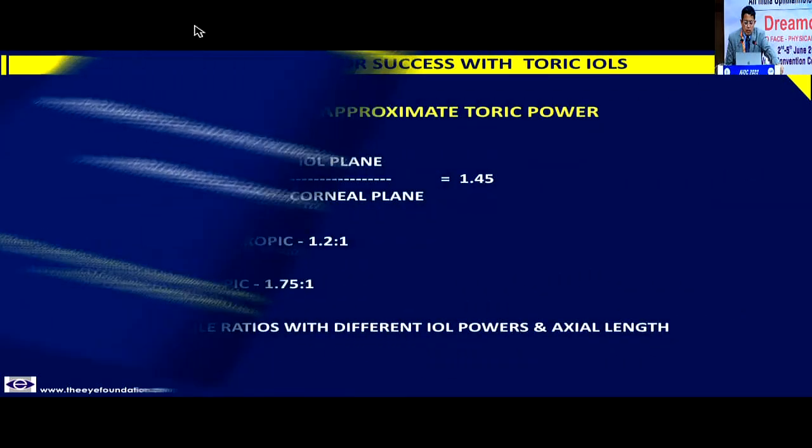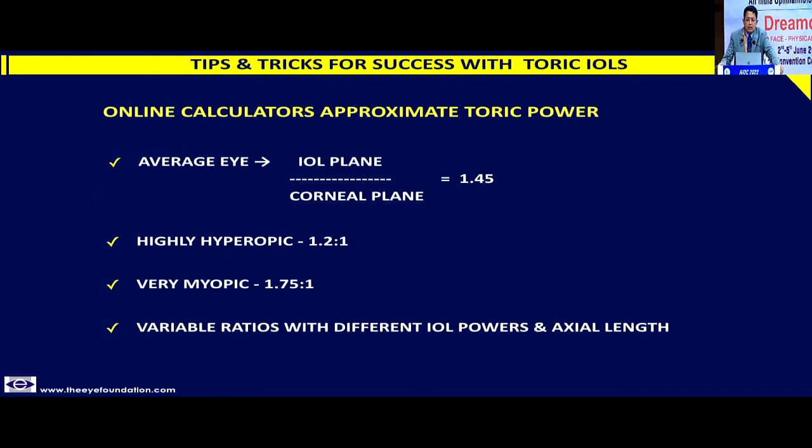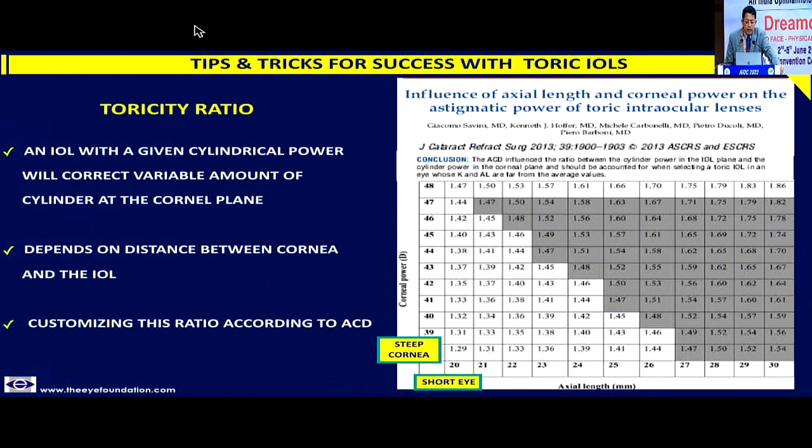The other important factor is that we all understand the concept of effective lens position as far as spherical intraocular lenses are concerned, but the same also comes into play when it comes to toric intraocular lenses. We have understood that about 1.5 diopters of toricity is what you require at the intraocular lens plane to get 1 diopter of correction at the cornea. But that relationship is not constant. When you come to extremely short, hyperopic eyes, it might be just 1.2 diopters. And when it comes to very myopic eyes, it might be almost 1.75 diopters. And this is something we need to keep in mind.